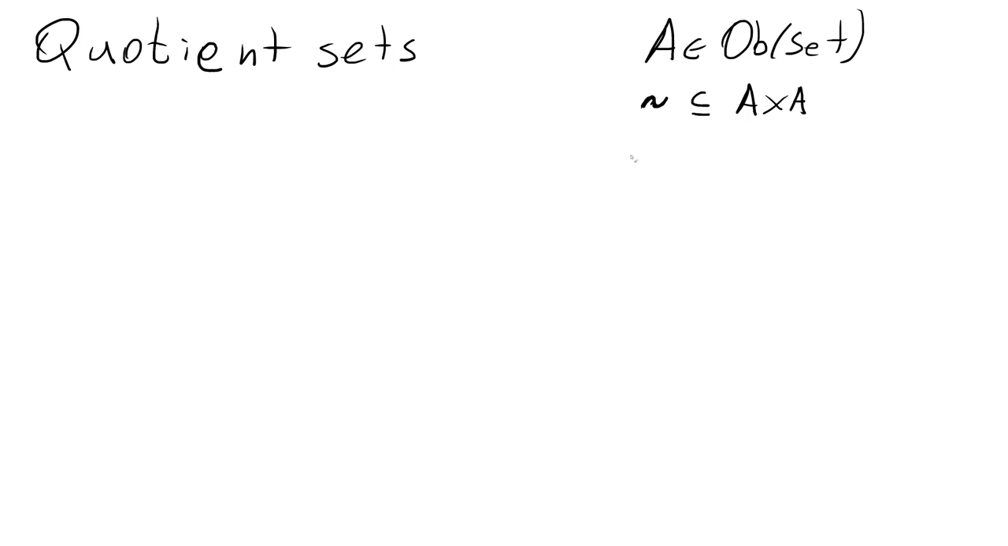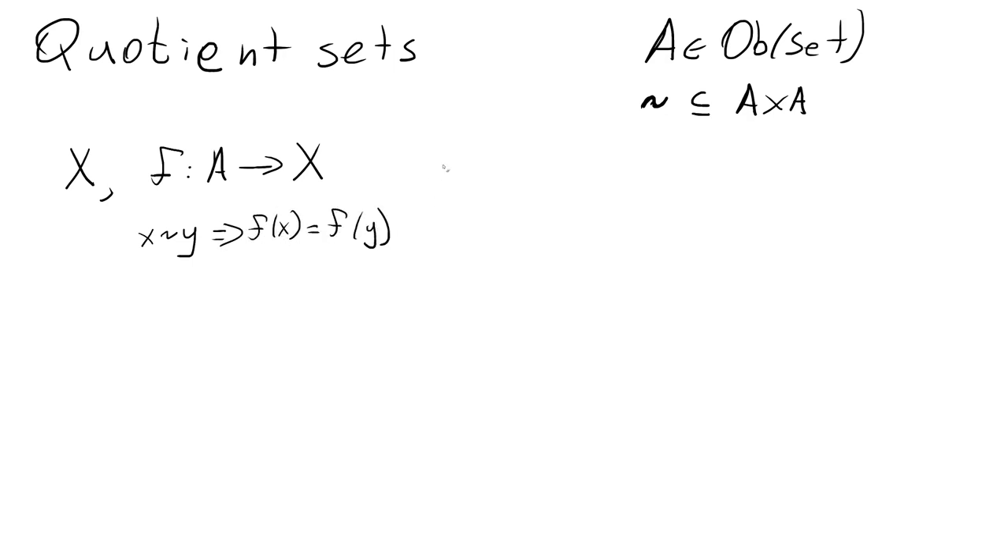We consider some object X and a morphism F from A to X, satisfying the property that if X is related to Y by this relation here, then F of X equals F of Y. So we consider all such Fs from A such that for related values, F outputs the same result.